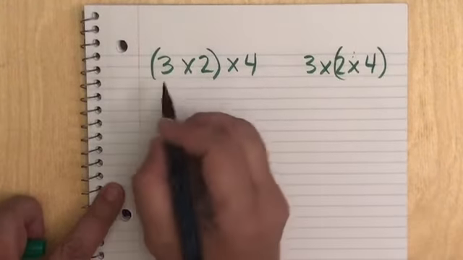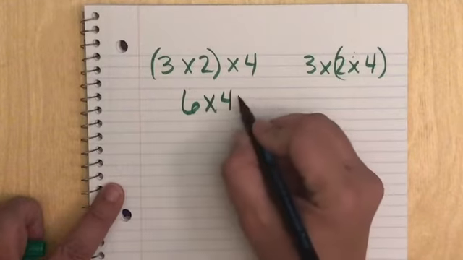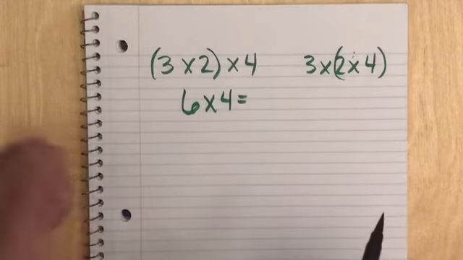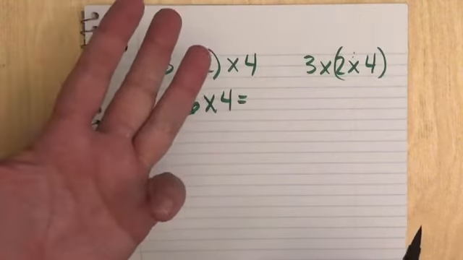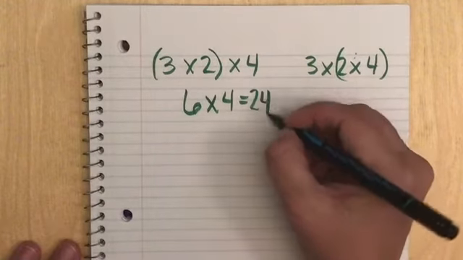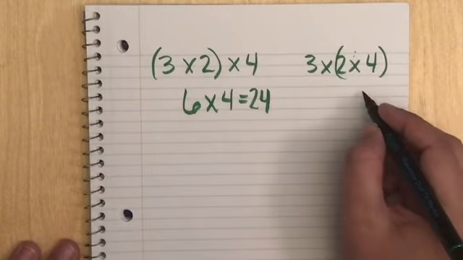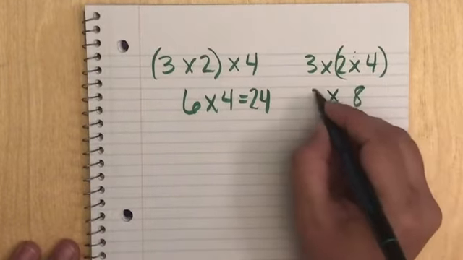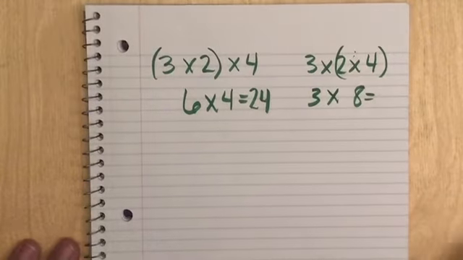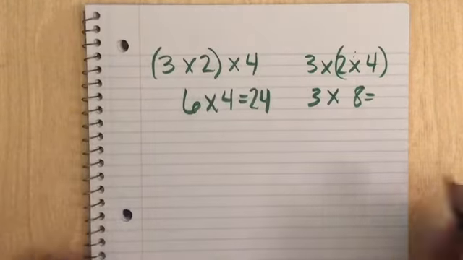Let's check it. So 3 times 2 equals 6, times 4 equals, so 4, 8, 12, 16, 20, 24. So we have 24. And then if we did this one first, so 2 times 4 is 8, times 3 still equals 24. So 3, 6, 9, 12, 15, 18, 21, 24.